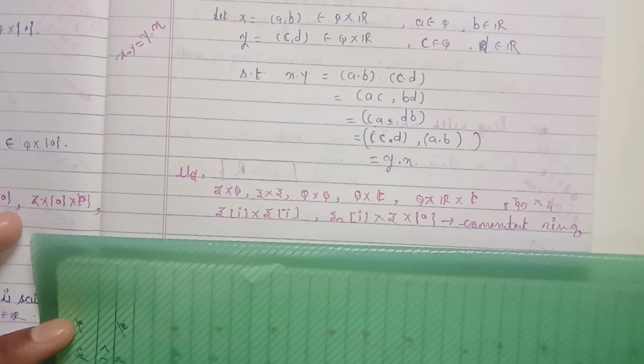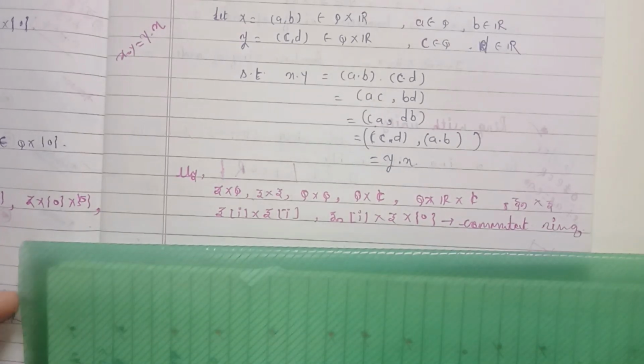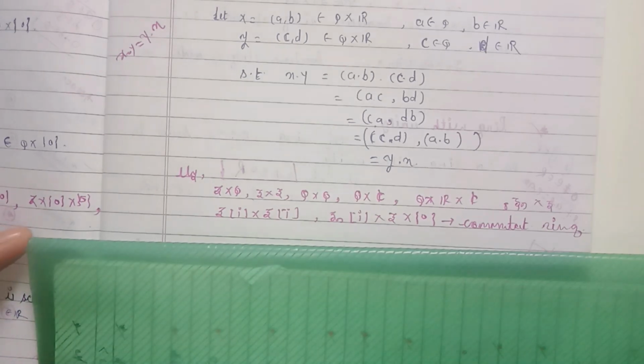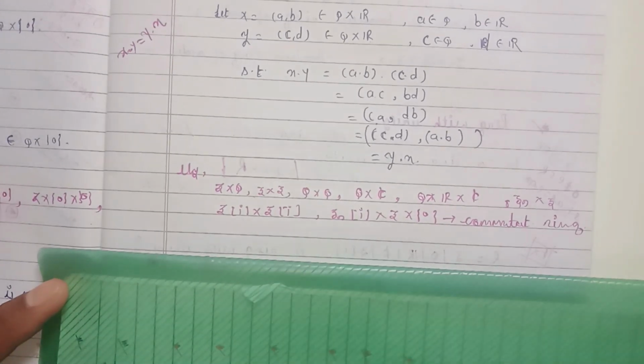So this one is quite easy to understand, and it is only here for the definition of a commutative ring. I hope you all have understood the definition of a commutative ring. Now we'll move to the next definition, which is a Boolean ring.